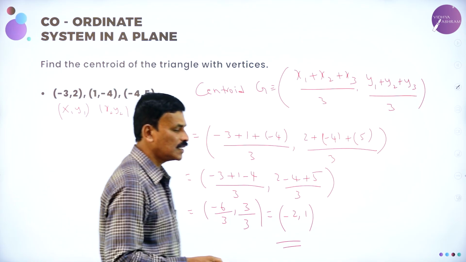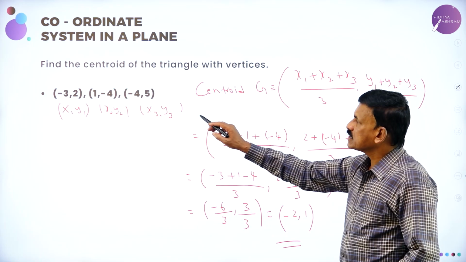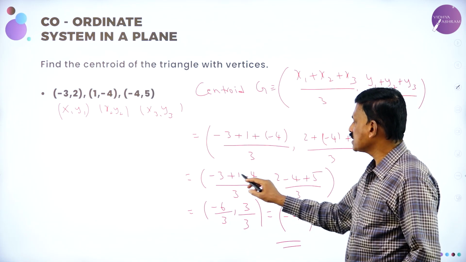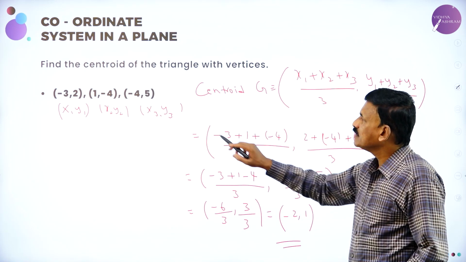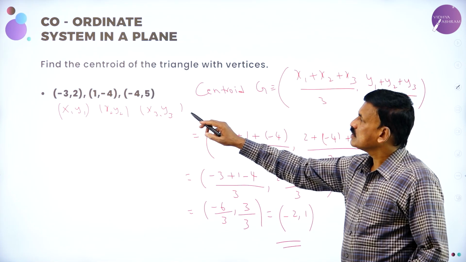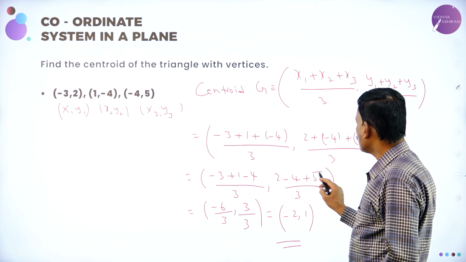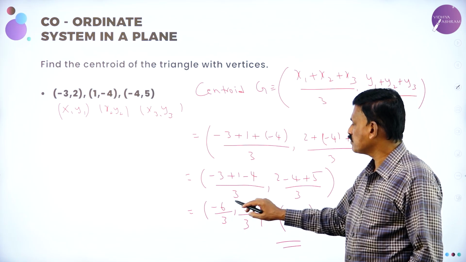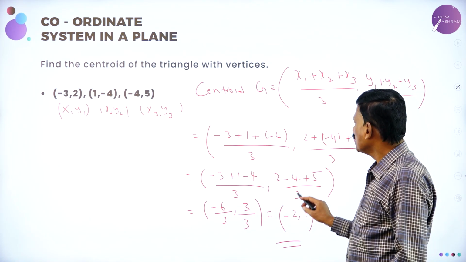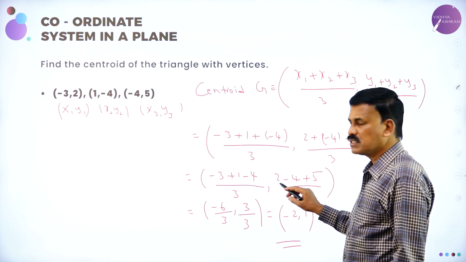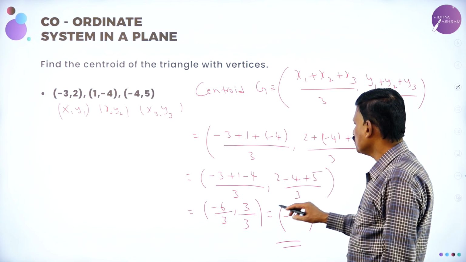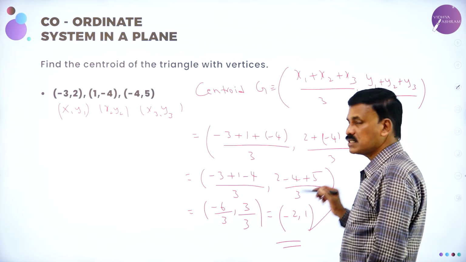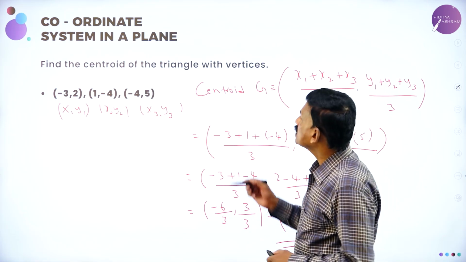That's it. Okay. Now, just observe carefully. x1 plus x2 plus x3: minus 3 plus 1 minus 4 divided by 3. y1 plus y2 plus y3: 2 minus 4 plus 5 by 3. So, minus 4 minus 3 is minus 7 plus 1 is minus 6 by 3 is minus 2. Again, 5 plus 2 is 7. 7 minus 4 is equal to 3. 3 by 3 is equal to 1. So, minus 2 comma 1 is the centroid for the given triangle.